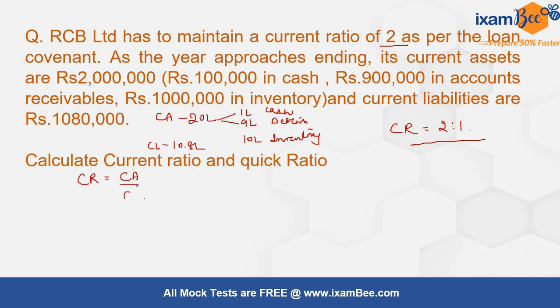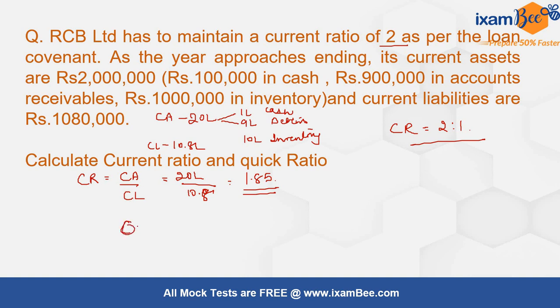The formula is current assets upon current liabilities. Every one of us knows that. Current assets in total are 20 and current liabilities in total are 10.8 lakhs. So 20 upon 10.8 will give you 1.85. So 1.85 will be the current ratio.